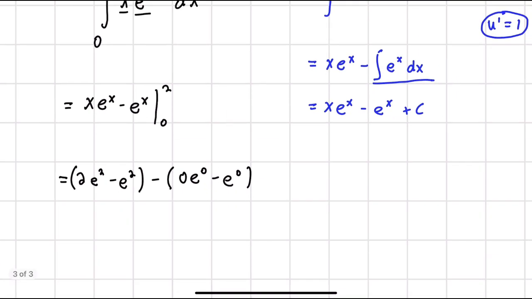And let's evaluate everything. So we have 2 times e to the power of 2 minus e to the power of 2. And that simply gives us e to the power of 2 minus, and then 0 times e to the power of 0 is simply 0. And then e to the power of 0 is simply equal to 1. And this would be our final answer, e to the power of 2 minus 1.